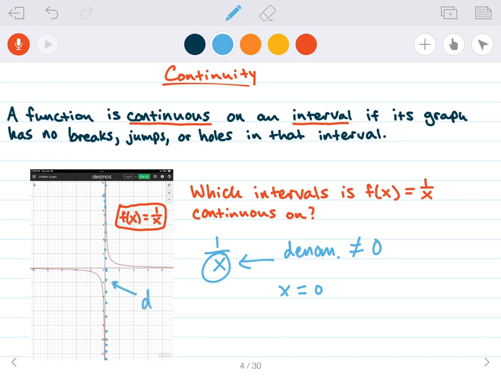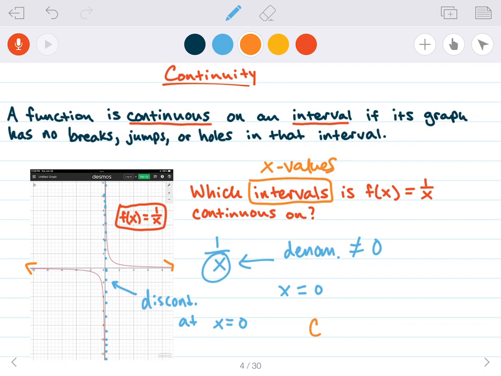So this is discontinuous at x equals 0. All right. So where is it continuous? Well, it's continuous everywhere except x equals 0, because the curve goes on forever in the left direction and forever in the right direction, and the only place that the x value doesn't cross is at x equals 0. And when we say interval, we mean x values, just to make that clear.